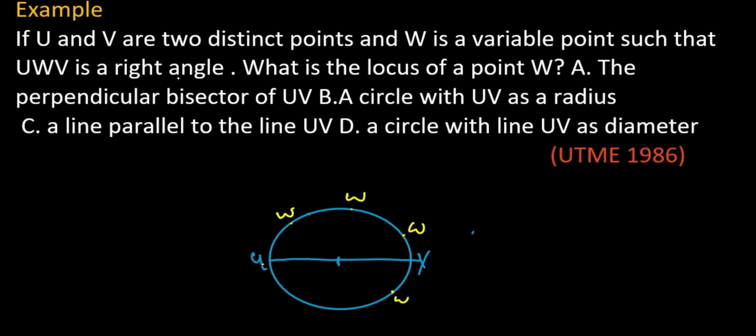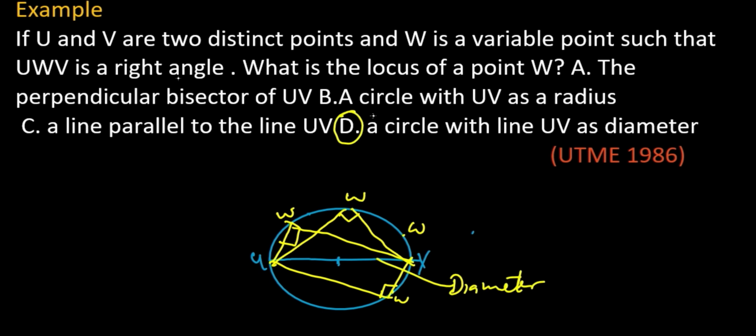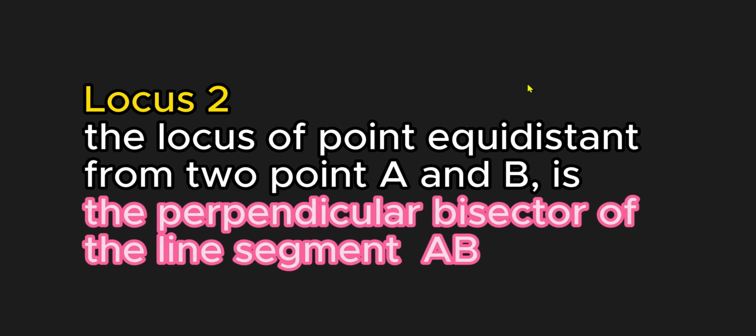So you have a circle such that UWV is always 90 degrees. So it's a circle with line UV as diameter. That is option D. Okay, let us look at the locus too.